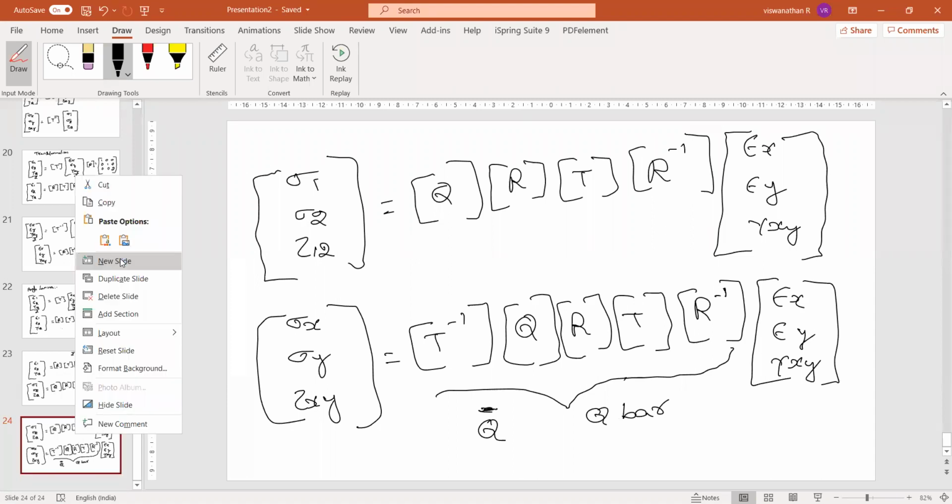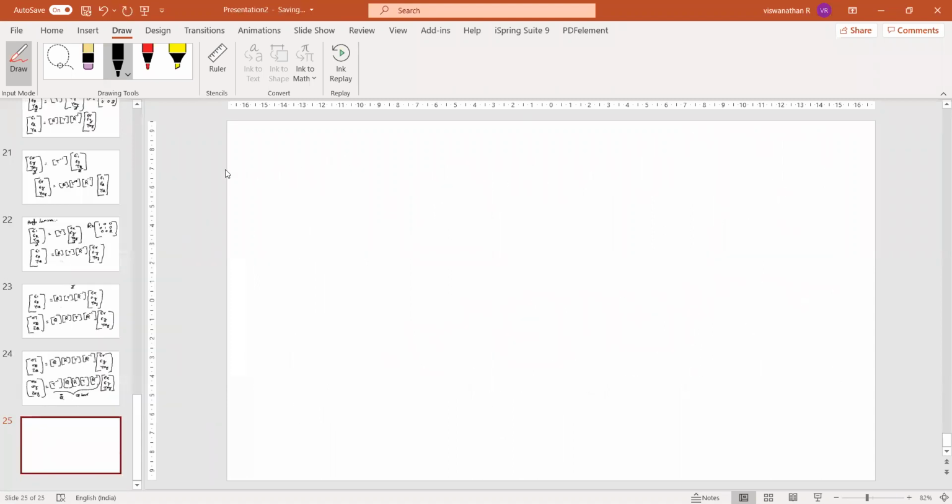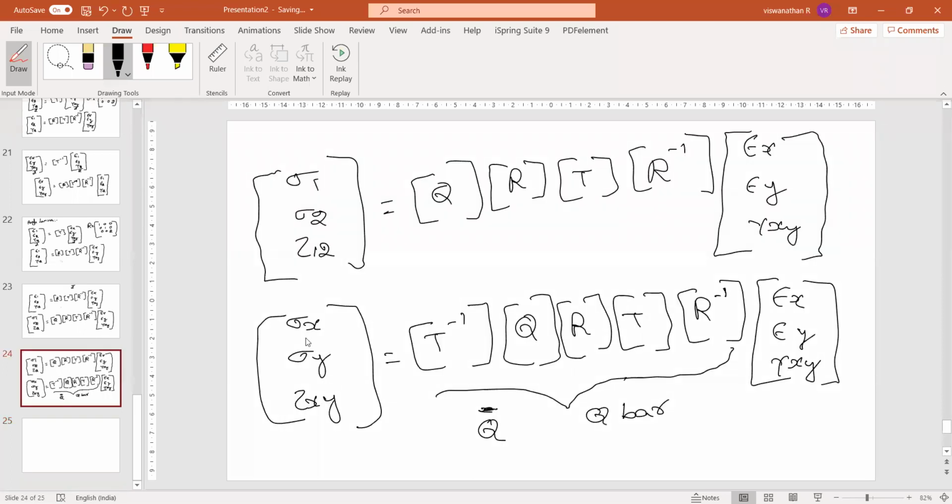Now, what we can do is, we have defined Q bar. Now we'll try to define S bar. So what will S bar define? This Q bar was a relation between global stresses and global strains. What will be S bar? It will have the global strains on the left side and global stresses on the right side.